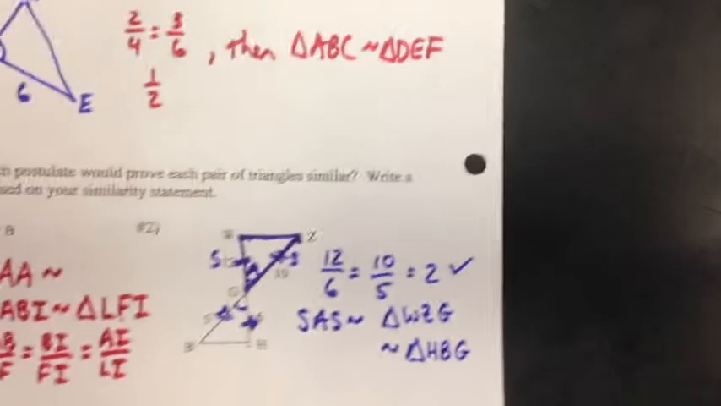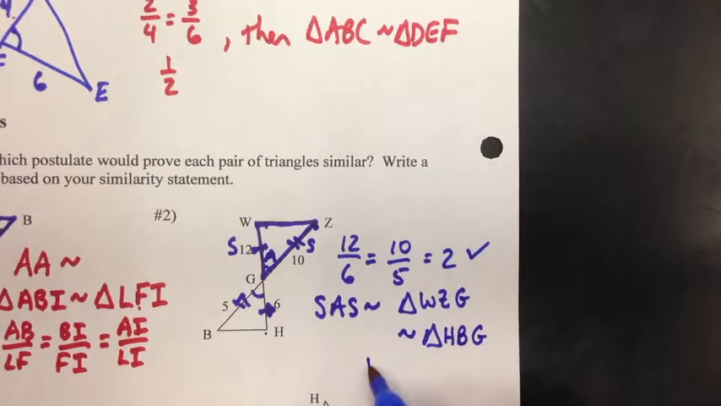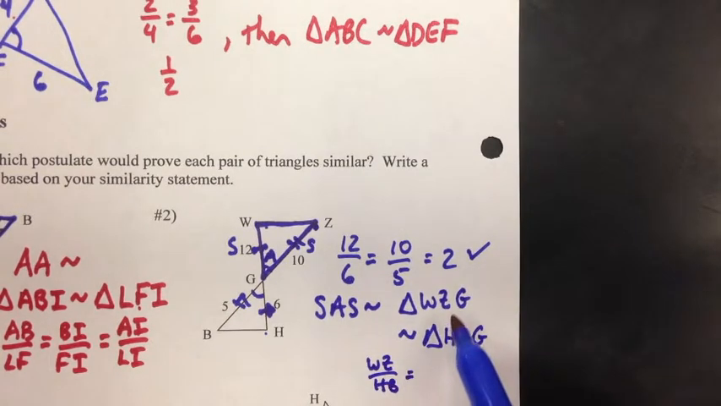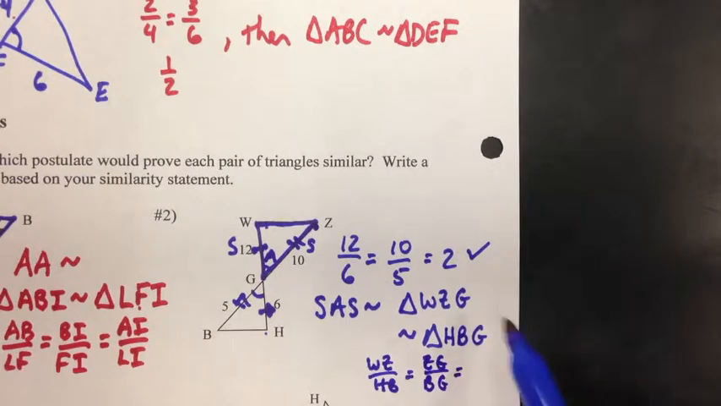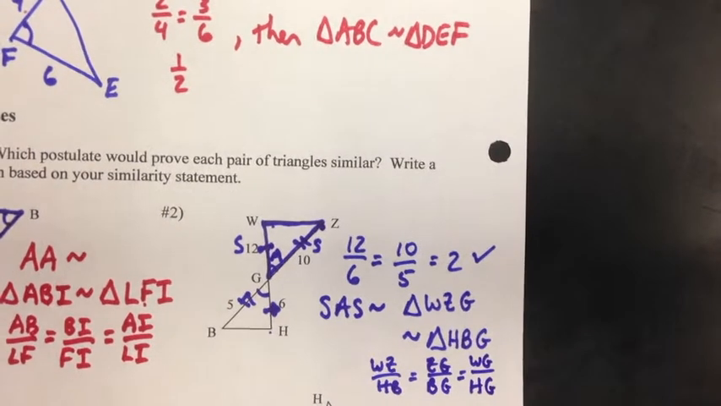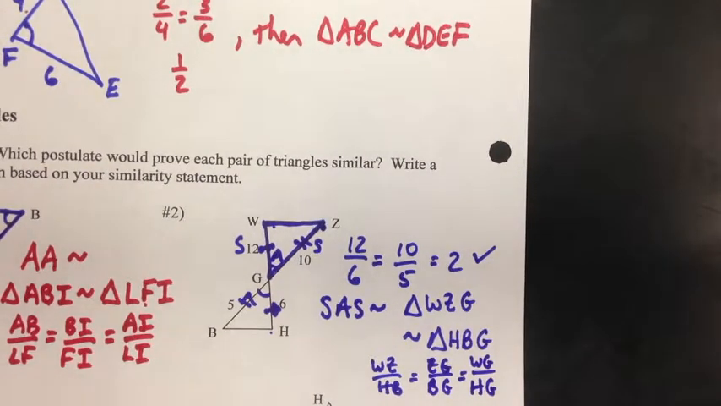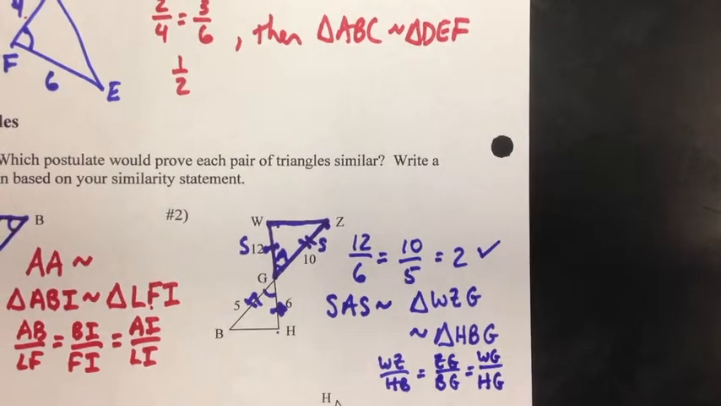Now we could write another proportion. We could say WZ over HB equals ZG over BG equals WG to HG. We could match that up. Those would be proportional, those 3 fractions right there, those ratios. All right, so that's number 2.